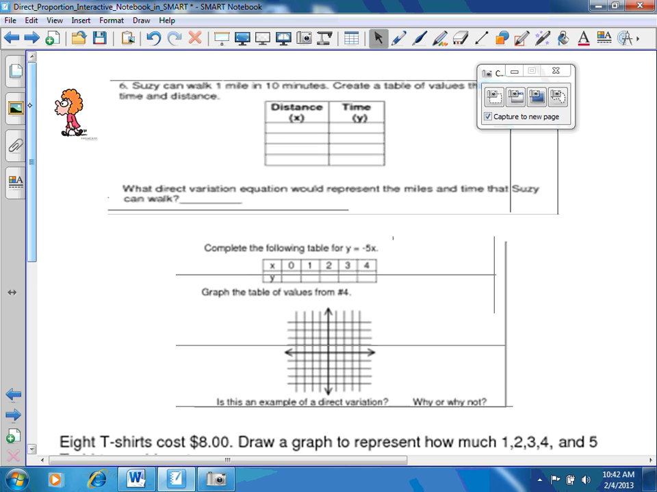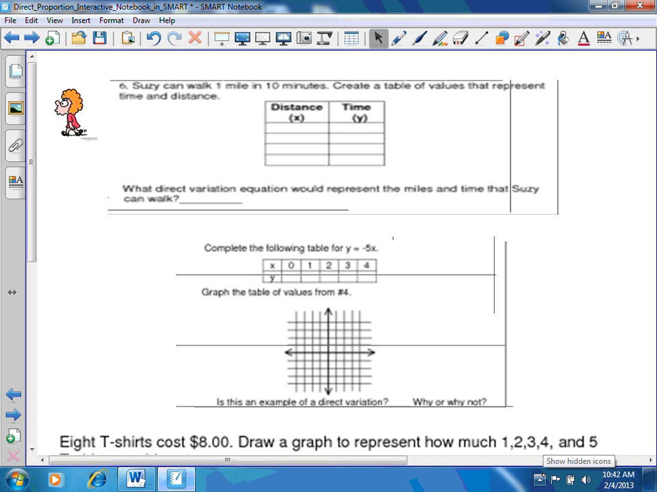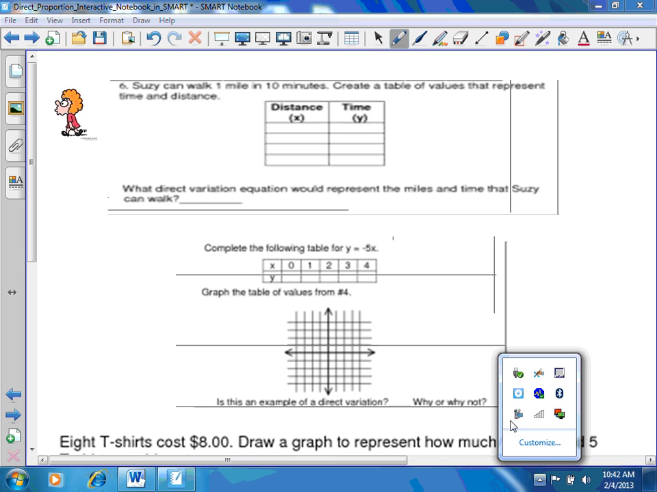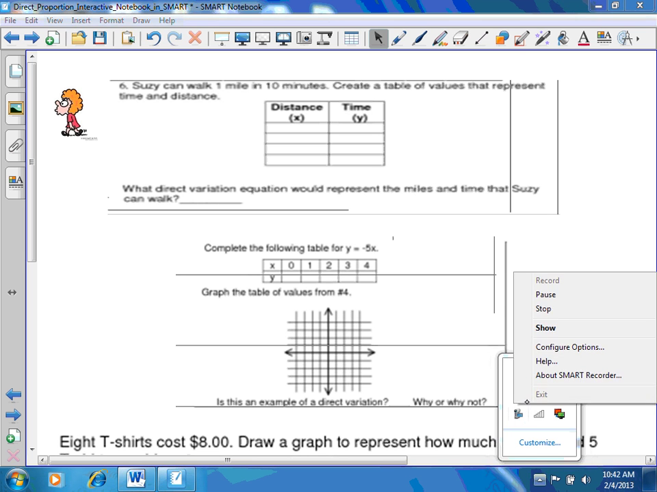Your homework, if you have time, is the Susie problem. Just the Susie problem. Okay? You may start on it right now. You have to fill in the T table and come up with the equation. Just the Susie problem, and that's it.